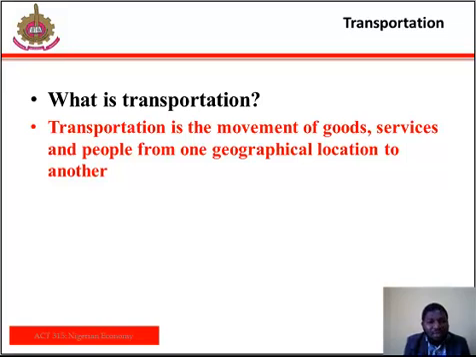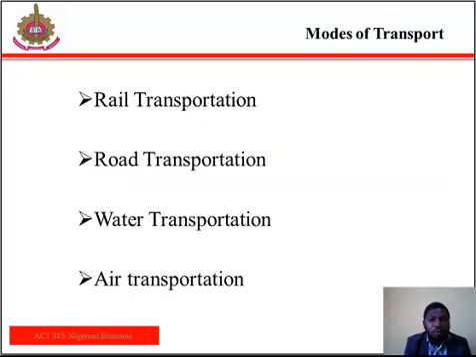Thus, transportation can be defined as the movement of goods, services, and people from one geographical location to another. Thus, we can see that a good transport system is essential to support economic growth and development. The modes of transport. There are four modes of transport. The first is rail transportation, then we have road transportation, water transportation, and air transportation.